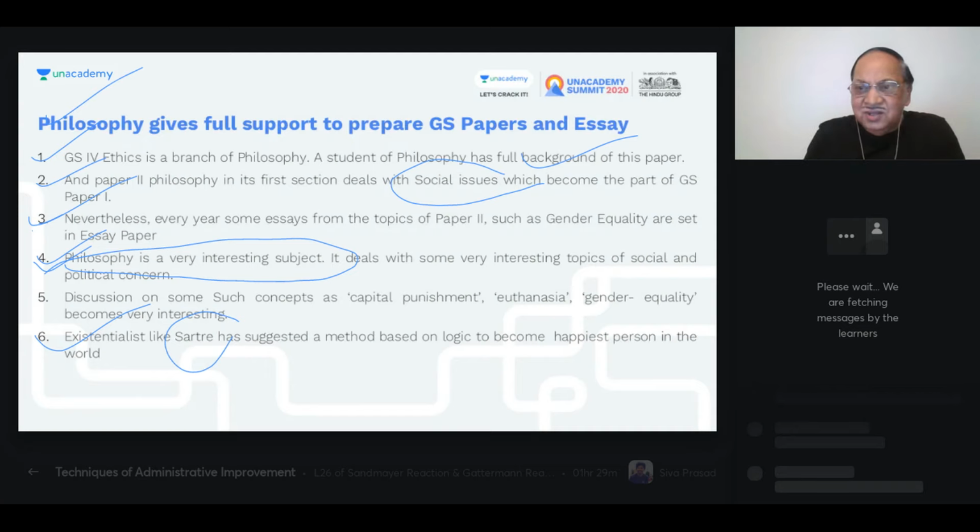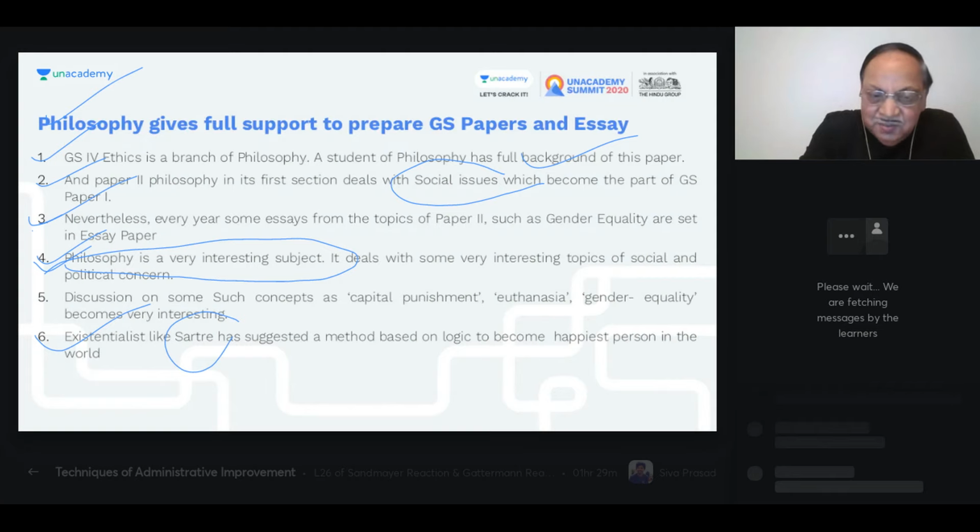I can guarantee that from the time you study this philosophy of Sartre's existentialism, you will always have a smile on your face. Why? Because he does not just preach. He teaches on the basis of logic that if you have this attitude, you can be the happiest person in the world. Who does not want to become the happiest person? These are certain points which have made this philosophy subject very, very interesting.